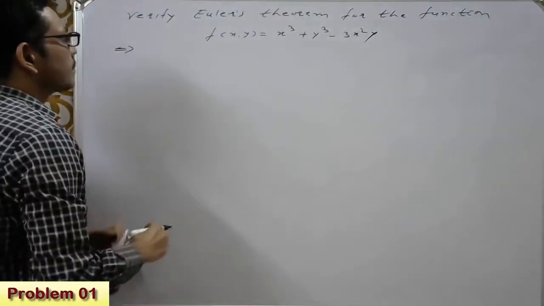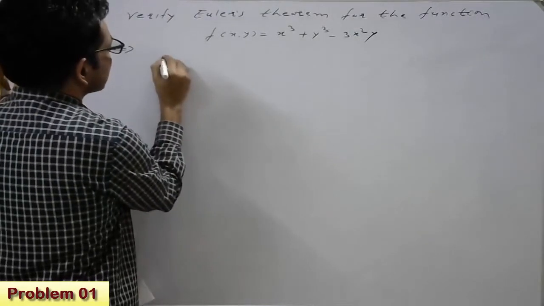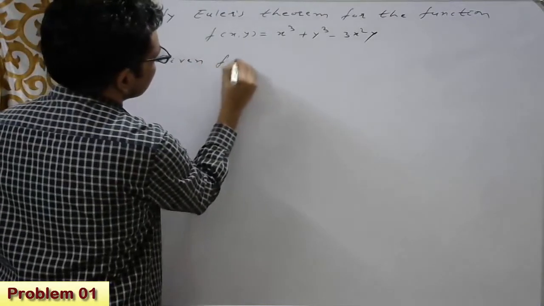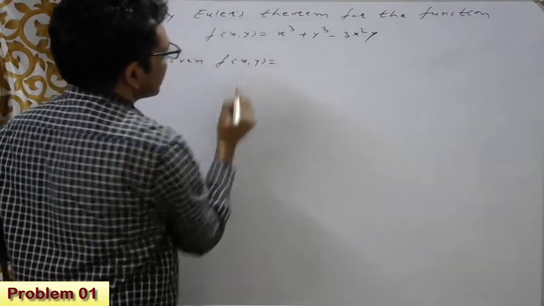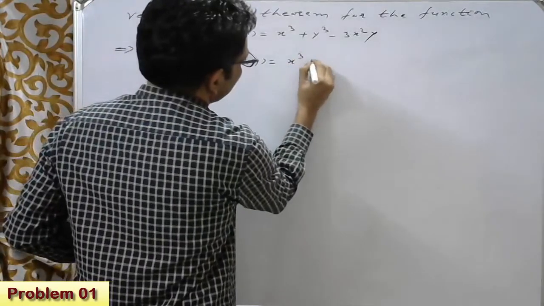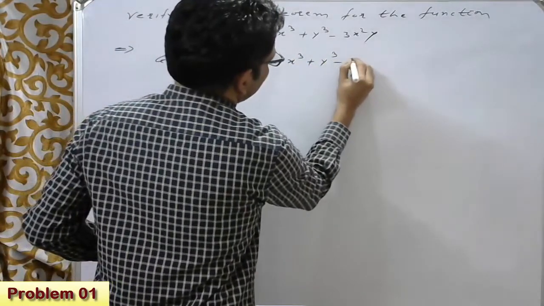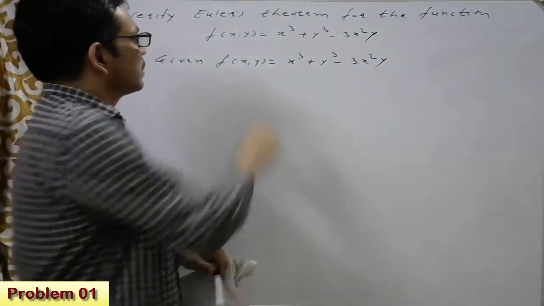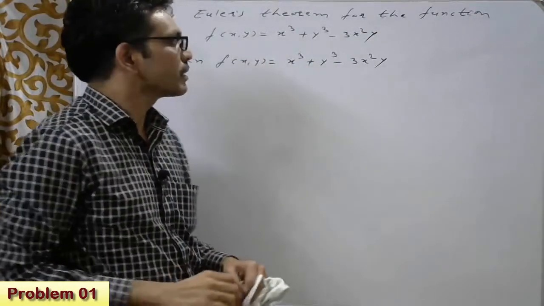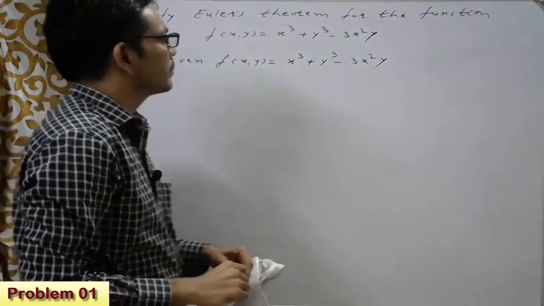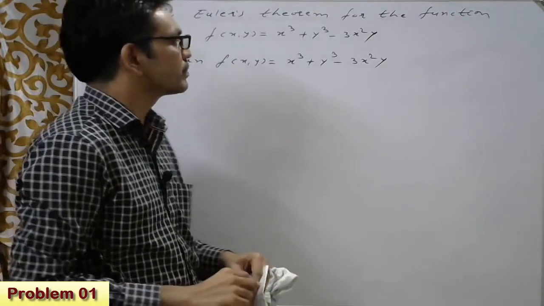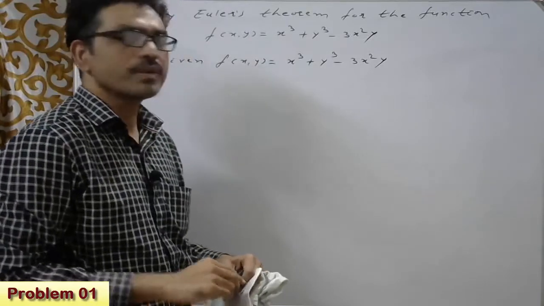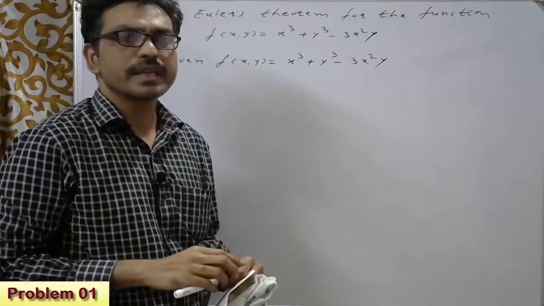So first, the given function is f(x,y) = x^3 + y^3 - 3x^2 y. This is our given function. By the definition of the homogeneous function, if the function f(x,y) = x^n times a function of y/x, n represents the degree of that homogeneous function.